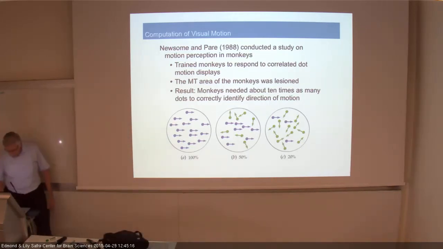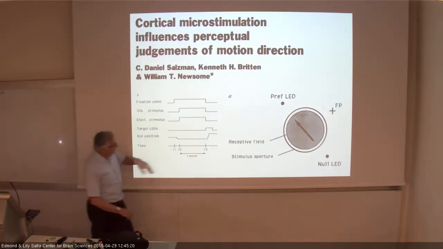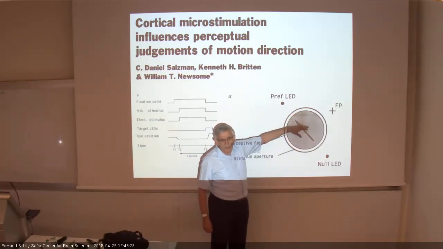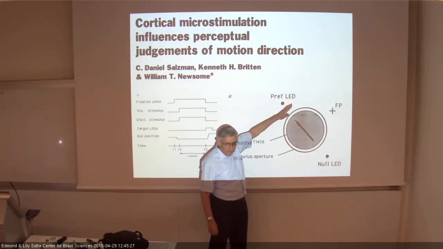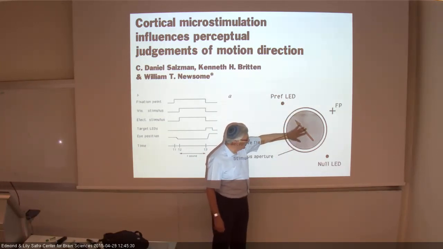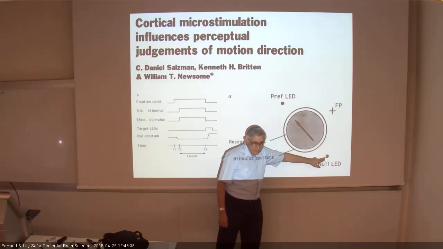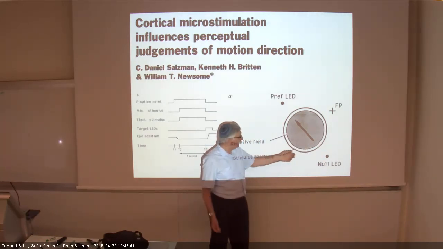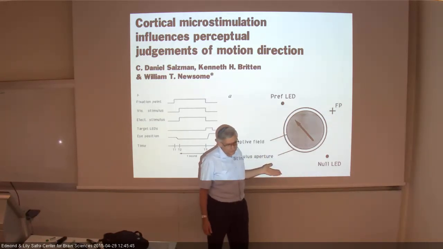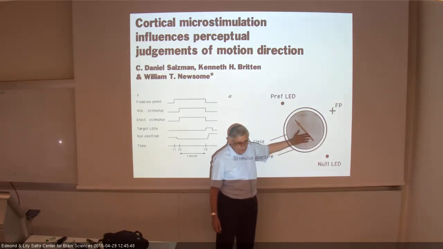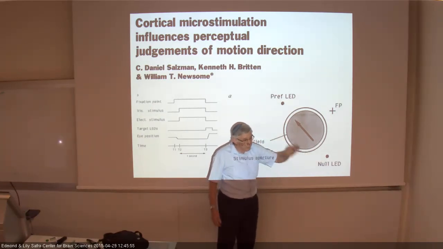So they trained monkeys to look at a bunch of these dots, some random, some moving in this direction. Then they turn it off, and the monkey is supposed to look in the direction of where it was moving. If half the dots were moving up and half moving down, or they were all moving randomly, and we turn off the motion, which way is he going to look? 50-50, and maybe a preference in one of the two directions. And if 10% are moving in one direction and the rest randomly, then you should get it pretty much right.